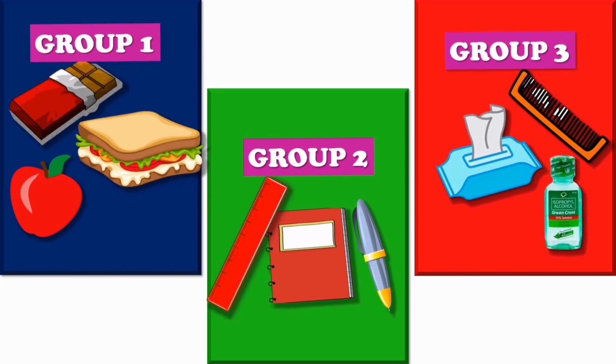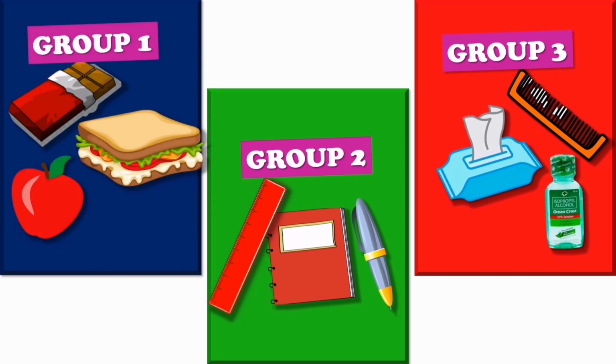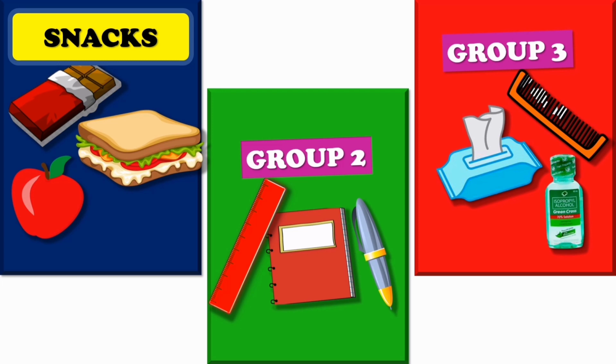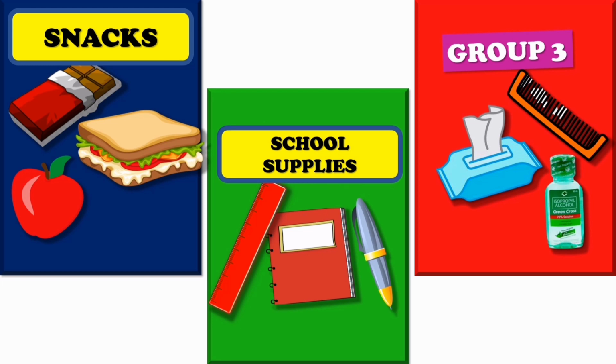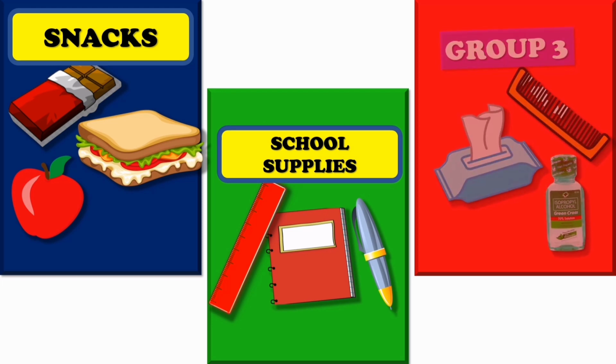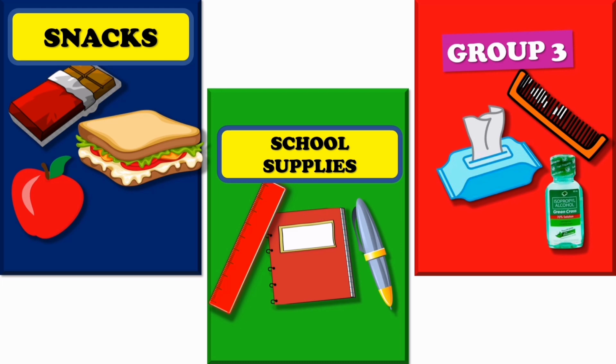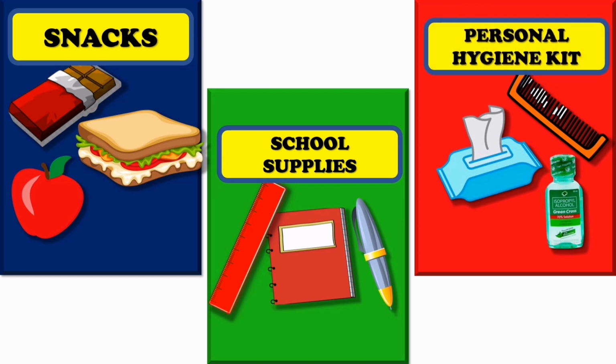What do you think is the name of the first group? Do they have the same characteristics? Yes, these are her favorite snacks. What about the second group? Do they have the same characteristics? Yes, these are her school supplies. And the third group, do they have the same characteristics? These objects belong to her personal hygiene kit.